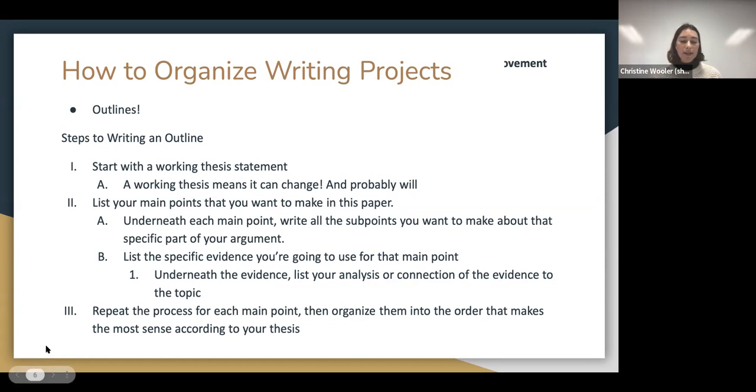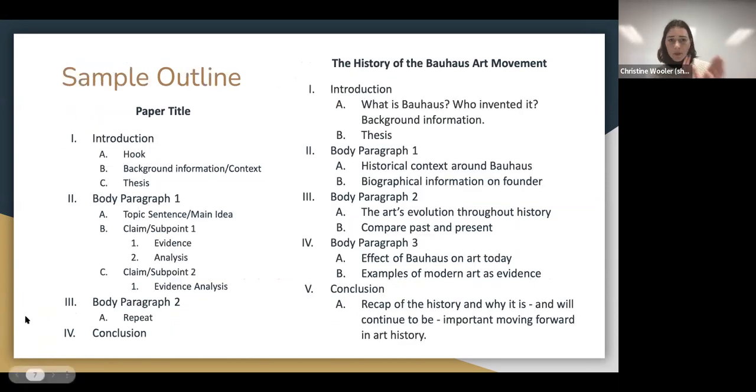So we're going to look at a sample outline here. On the left side, that's just a bare bones sample outline: introduction, body paragraph 1, body paragraph 2, conclusion, easy peasy, nothing to it. On the right side, this is an example of an outline. So if I was writing about the history of the Bauhaus movement, which you don't need to know what that is for this exercise, but that's where I would put information.